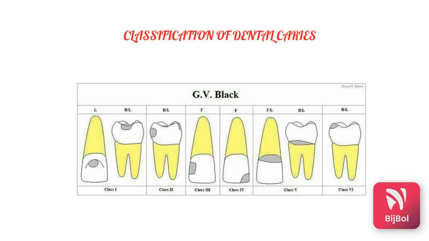If it involves the incisal angle, it represents class 4. Class 5 represents caries on the gingival third of the facial and lingual surfaces of anterior and posterior teeth. And class 6 represents the incisal edge of anterior teeth and the cusp tip of posterior teeth.